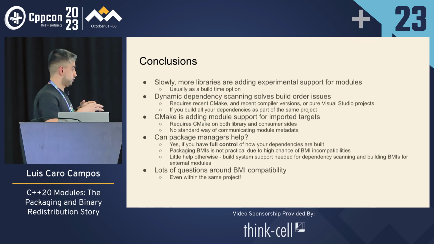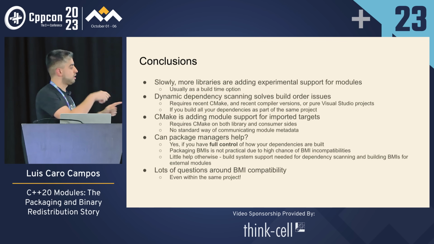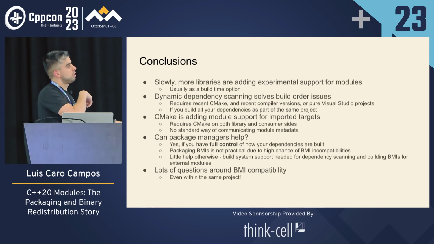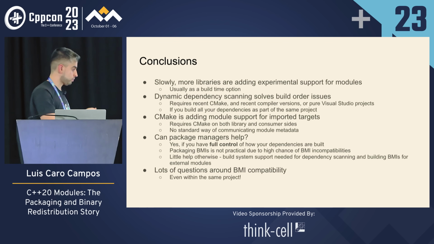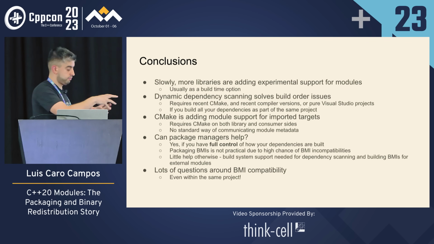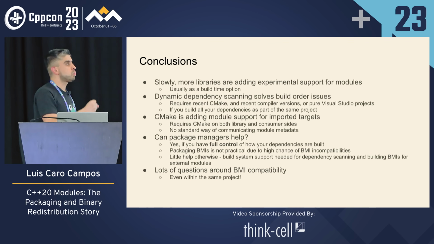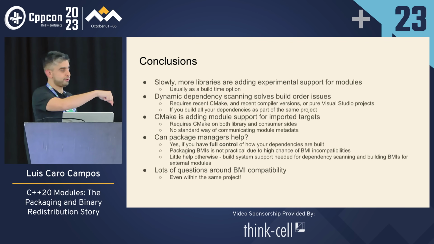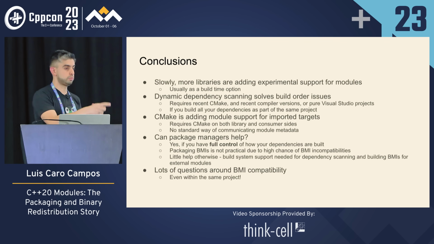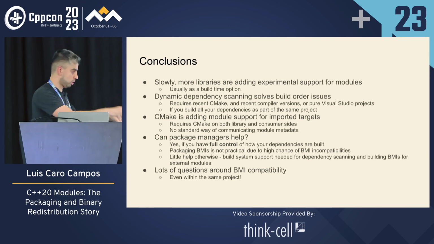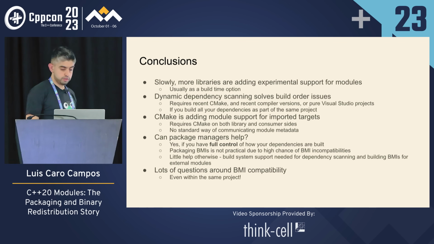And I personally have lots of questions about BMI compatibility, and even within the same project, how or whether we could make life easier for developers by having logic that guarantees that a proper BMI is generated, even if you have different compiler flags across a project, without necessarily causing ABI incompatible code between the code that you're just building and the library that was pre-built and given to you. And that would be all.